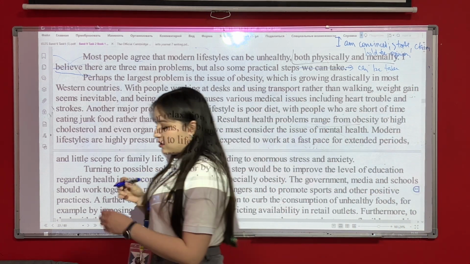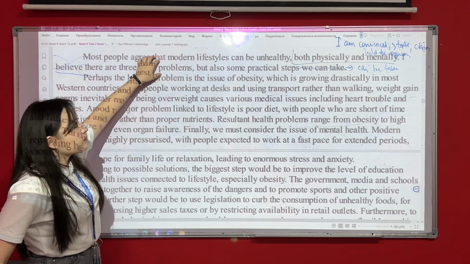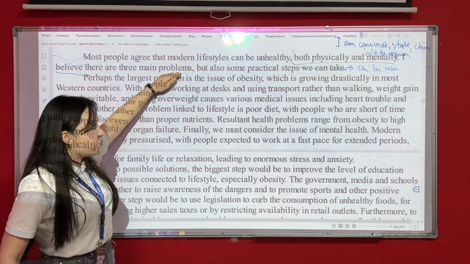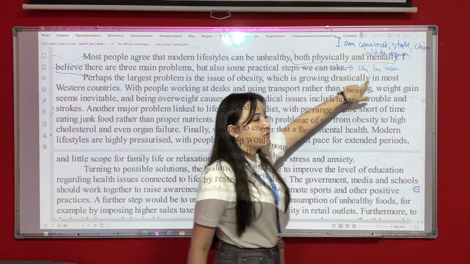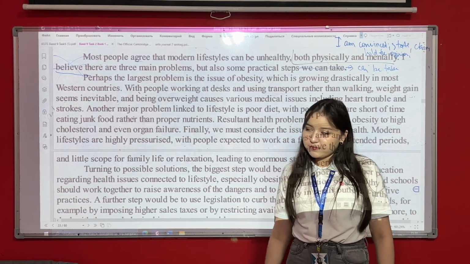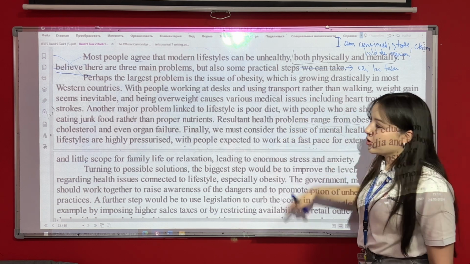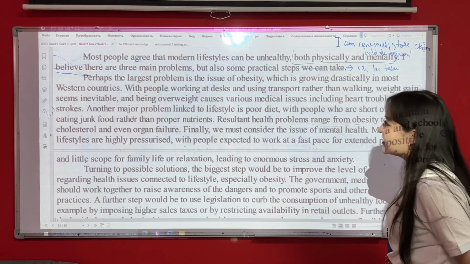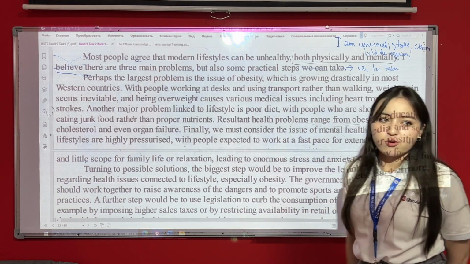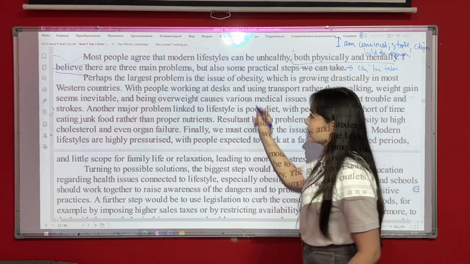This is your introduction. So you paraphrase the topic sentence, right? And then you said that there are 3 problems, but also some practical steps that we can take, which will be provided in the following paragraphs, right? Okay, so here we are in body 1. Perhaps the largest problem is the issue of obesity. So they are pointing that the first and the biggest problem is obesity.